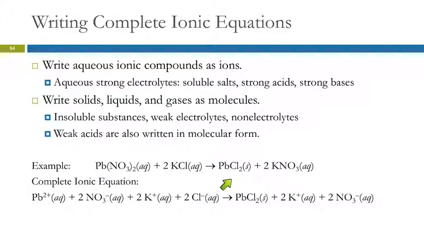In the products, lead chloride is a solid, so we see that S is the state symbol. We leave it alone and just copy it down. And then 2 potassium nitrate. This, again, is a soluble substance, and it separates into the ions, so the ions are floating around in solution. Writing 2K plus and 2NO3 minus represents more accurately what's going on in that reaction container. Any questions?